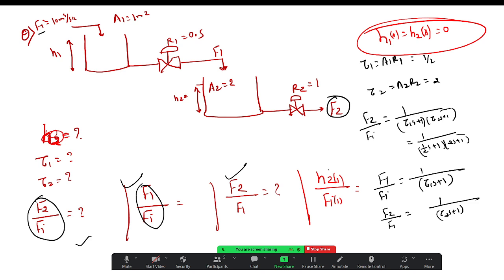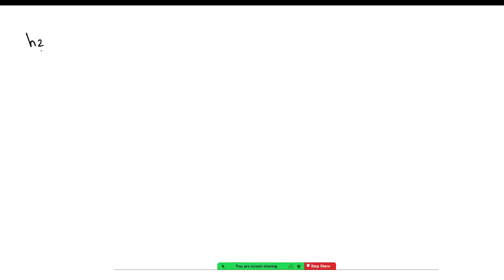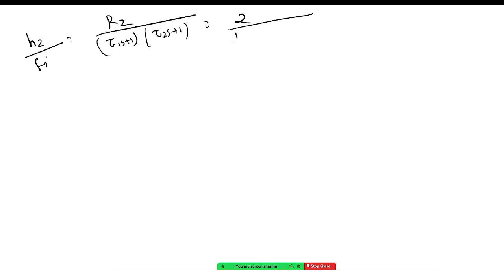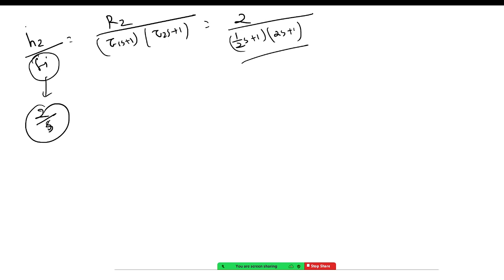Now H2 by Fi. Recently I have just discussed the value of H2 by Fi, that is equal to R2 divided by (tau 1 s plus 1) and (tau 2 s plus 1). So R2 is your 2, divided by (half s plus 1) and (2s plus 1), right? So again, if I change Fi, let's say Fi is 2 by s, if I am giving a step input of magnitude 2, how will the height be changing? I'll be discussing these things tomorrow, I mean, in the next lecture, right?